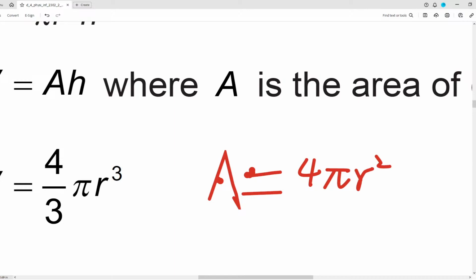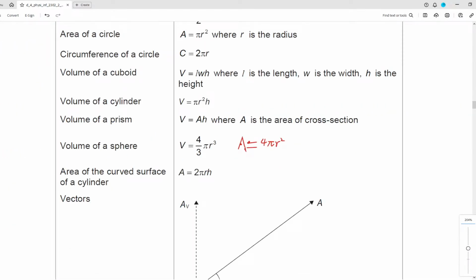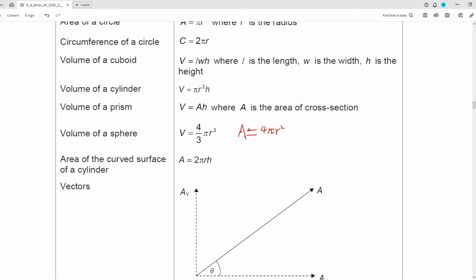Why it's not on the formula sheet, well, you probably know it already. But it's strange that it's not on the IB formula sheet, despite the fact that this formula is used way more than the actual volume formula. But I guess it's in their formula when they use it.